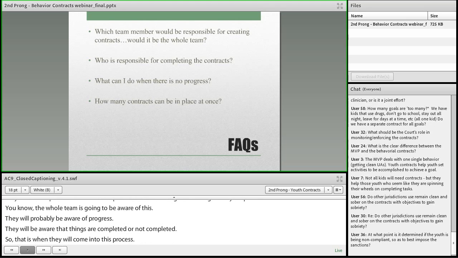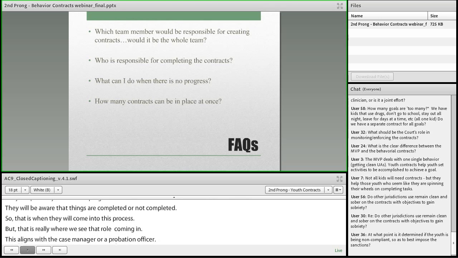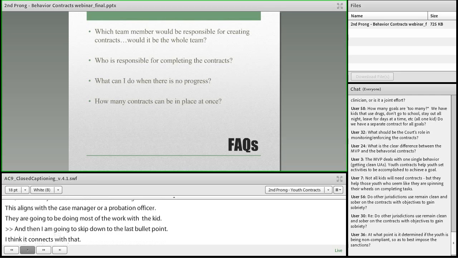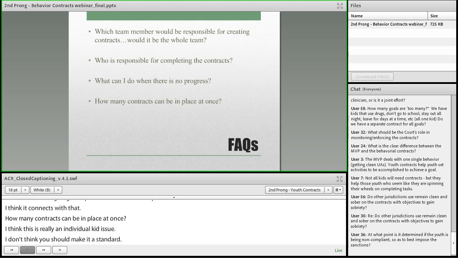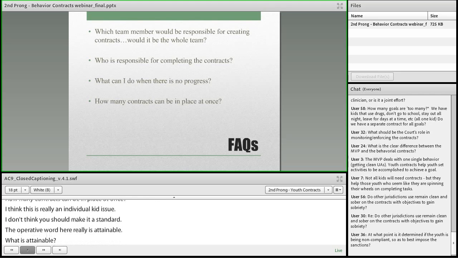And then I'm going to skip down to the last bullet point because I think it connects with that. How many contracts can be in place at once? I think this is really an individual kid issue. I don't think you should make it a standard. The operative word here really is attainable. What's attainable? What can the youth do? Don't put them in place if the kid is moving along and doing very well.